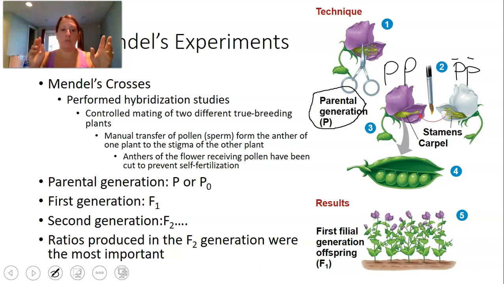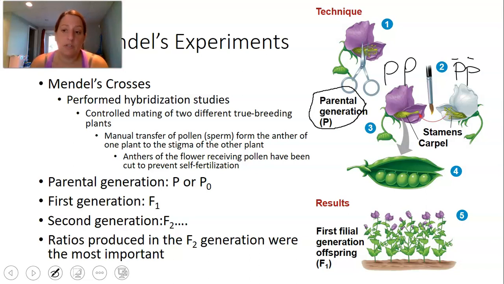One is true breeding white, which would be homozygous recessive, little p, little p. Okay, here's the key thing that he did. He took the purple parents, and in that first figure, he cut with his scissors all of the anthers, which are the male part of the flower. The part of the flower that produces pollen, which contains sperm. So he cut those all out.